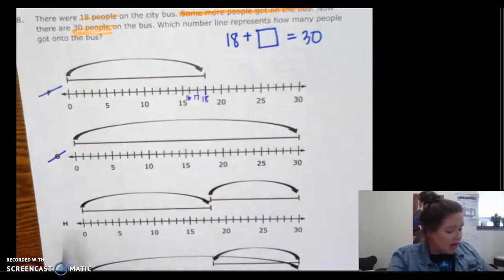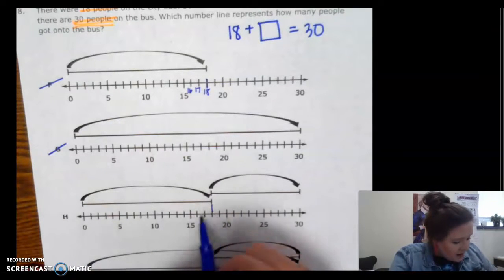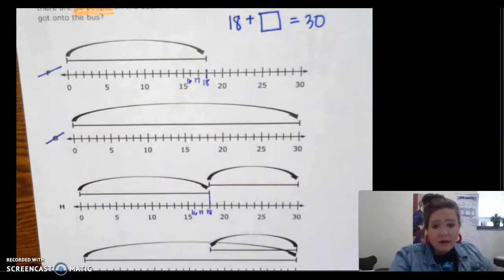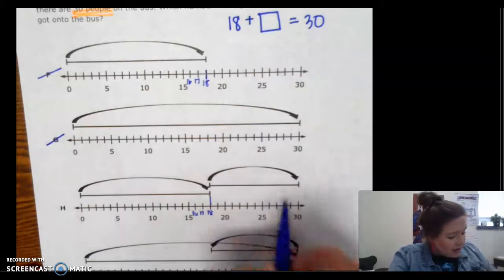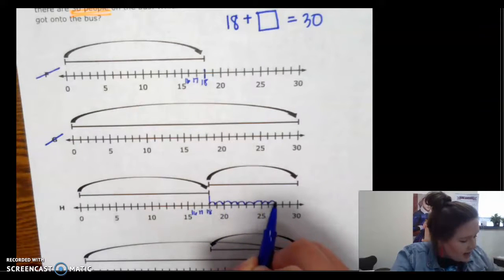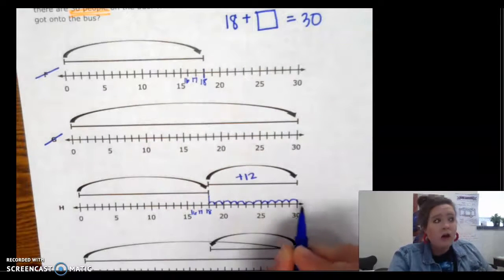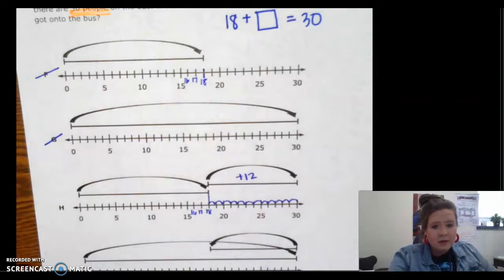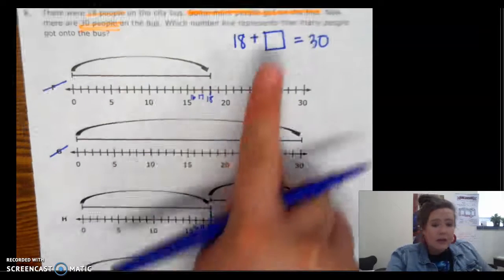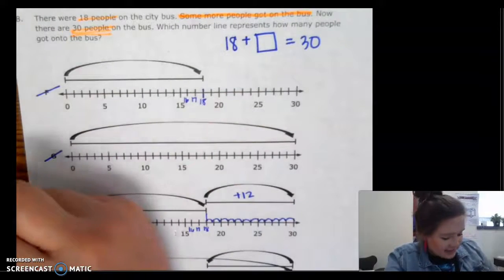Let's look at letter H. This first number line goes to right here. 15, 16, 17, 18. That represents that 18 people were on the bus. This next one lands on 30. This tells me that 1, 2, 3, 4, 5, 6, 7, 8, 9, 10, 11, 12. This tells me that plus 12 more got on the bus and we were left with 30 people on the bus. Is this representing what this number sentence says? Yes, it does. Good job.